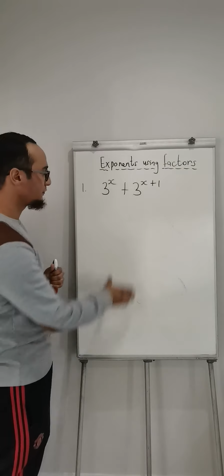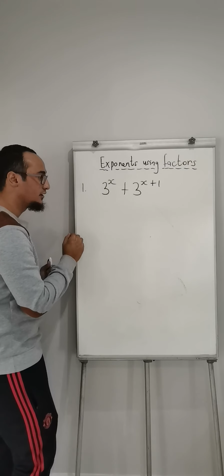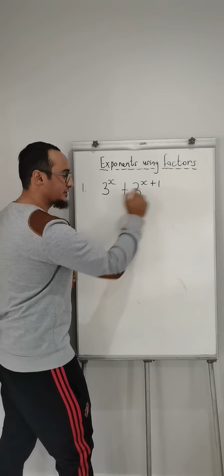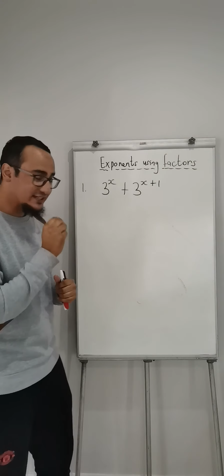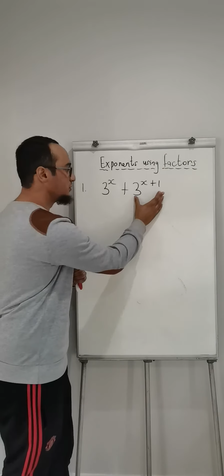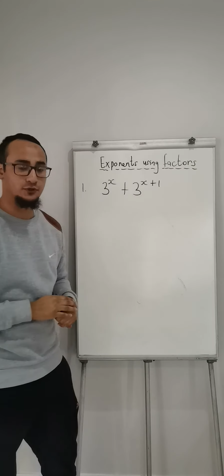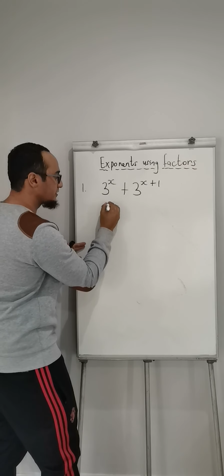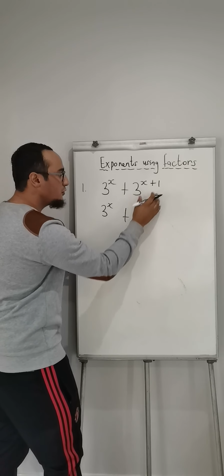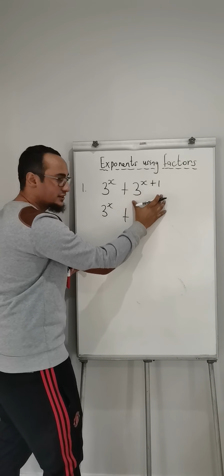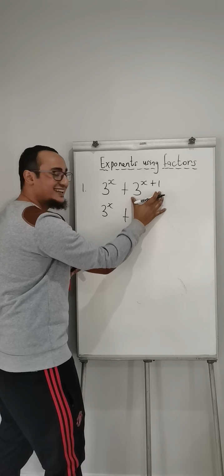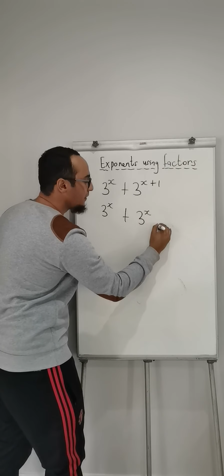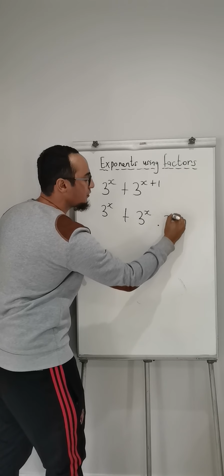Okay, so over here I have two terms. I have an exponent of x, over here I have x plus 1. Now, there's something that I need to do to this part of my sum. This stays the same because there's nothing I can do with 3 to the power of x. However, over here, this I can break down into 3 to the power of x multiplied by 3 to the power of 1.